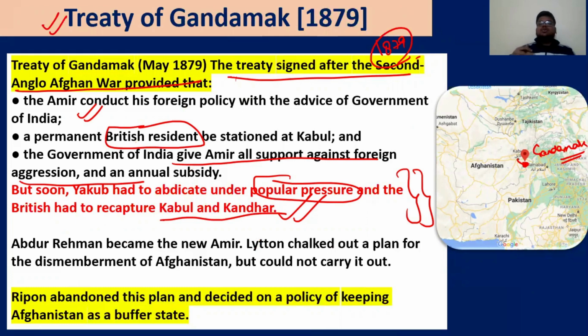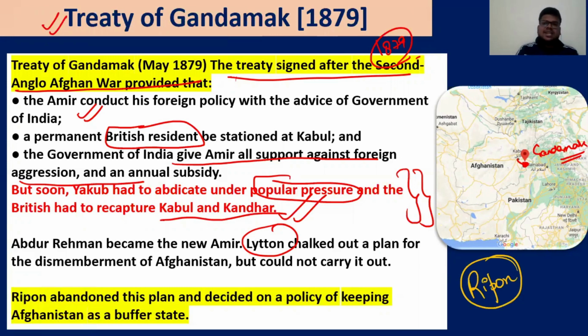But the plans could not carry on. It was not a successful adventure for the British the second time around as well. Lytton wanted to again break Afghanistan into many parts, but that did not happen. And after Lytton came a good governor general, Lord Ripon, and he abandoned the policy altogether.